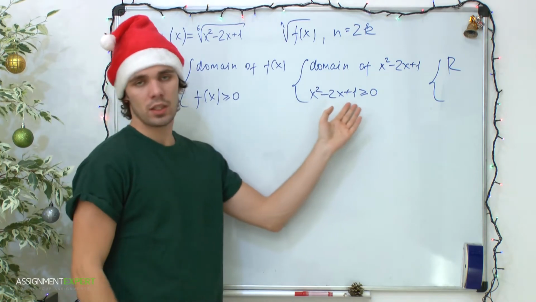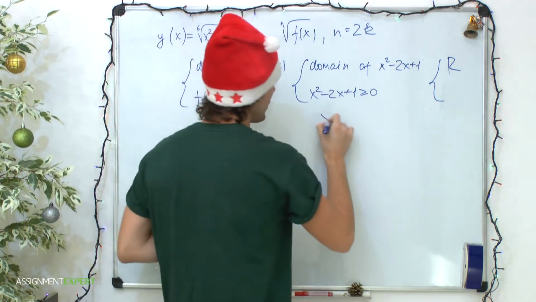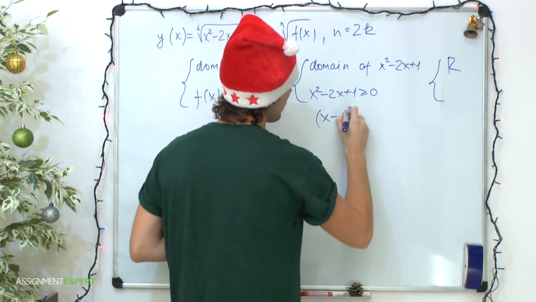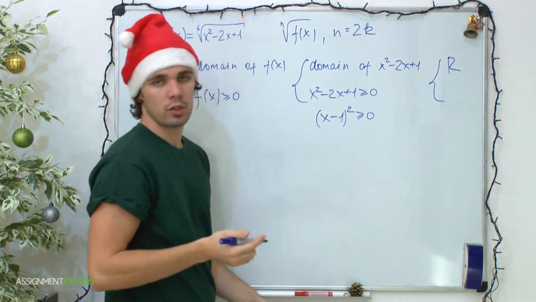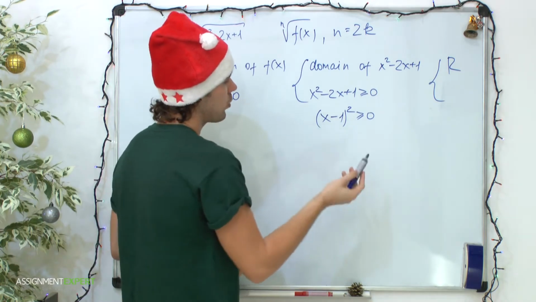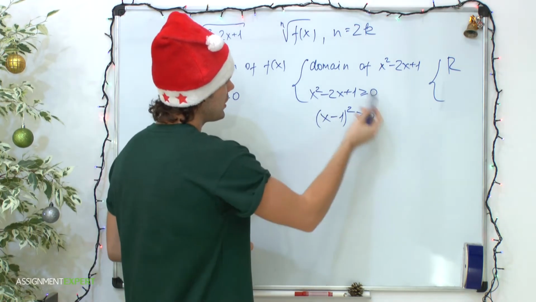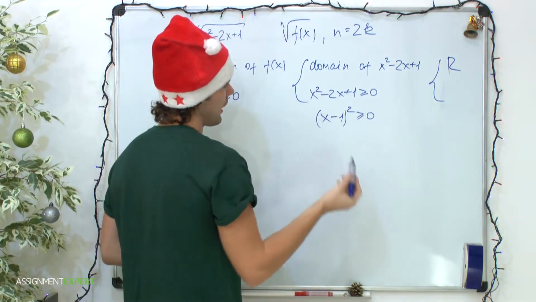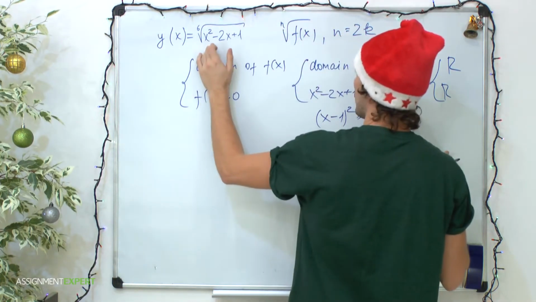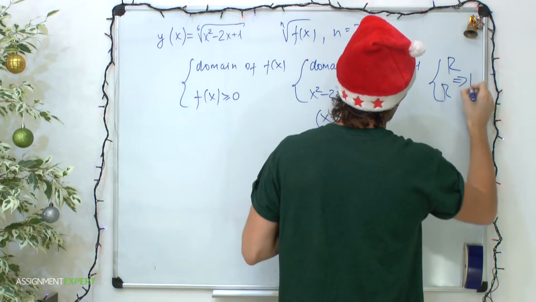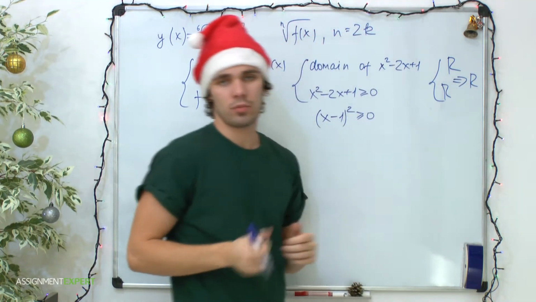Now let's consider this inequality. Let's factor it as x minus 1 squared is non-negative. As we can see on the left, we have a squared function. Therefore, it is either equal to or greater than 0. So this inequality holds for all real x's. So again, we have R. And finally, the domain of our function is also R, the whole set of real numbers.